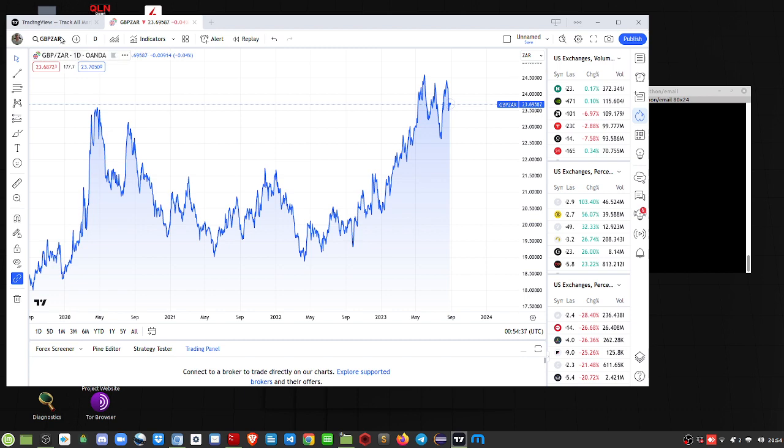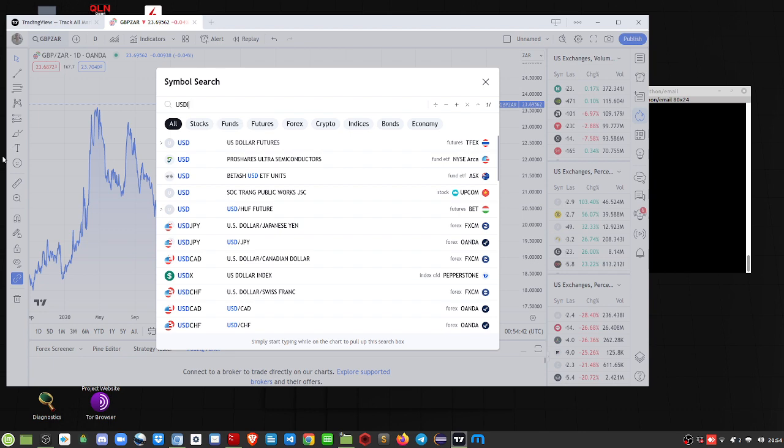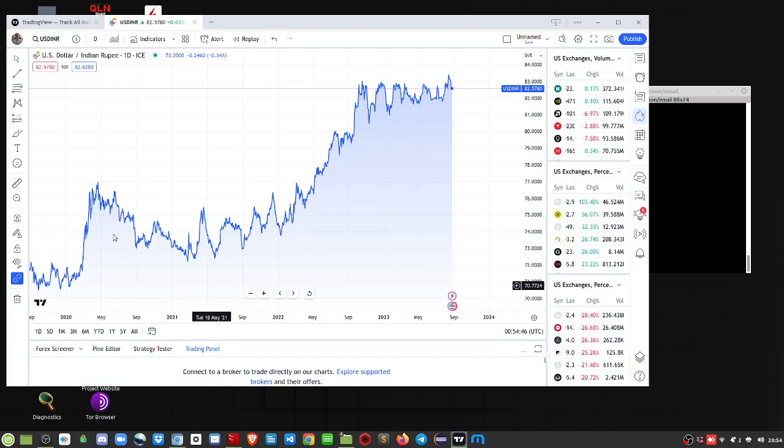Okay, so here's India. So this is USD against the rupee. Okay, so similar idea to the rupee, but you see how it's gone flat.